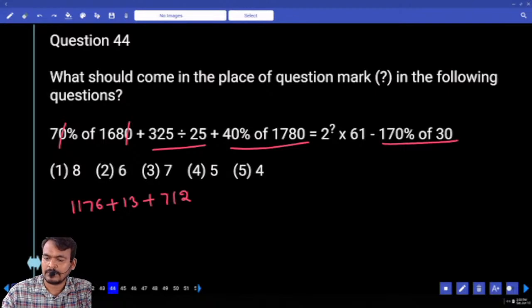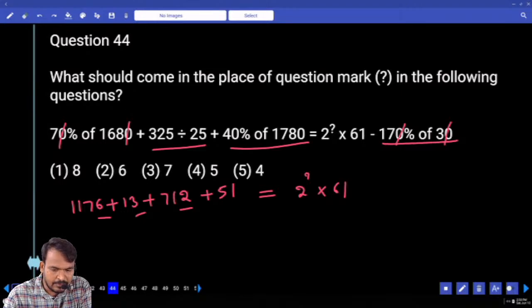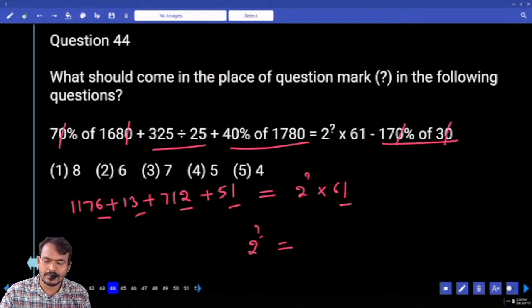Okay, and what is the right hand side? 170% of 30. Percent, 2 zeros are cancelled. 17 3s are 51, plus 51, and the entire value is equal to 2 power something into 61. Okay, first verify the units position. 6 plus 3, 9, plus 2, 11, plus 1, 12, divide by which one? 61. End with 12. End with 2 means 2 power something.